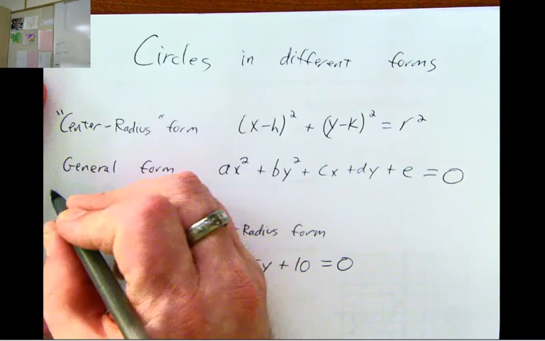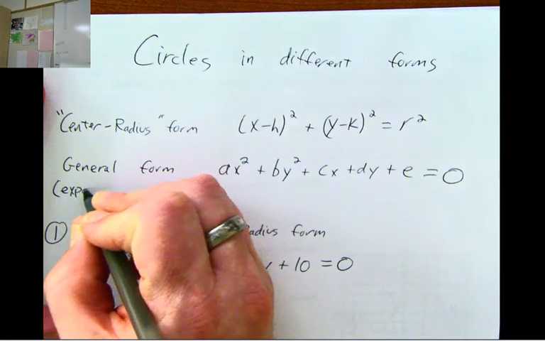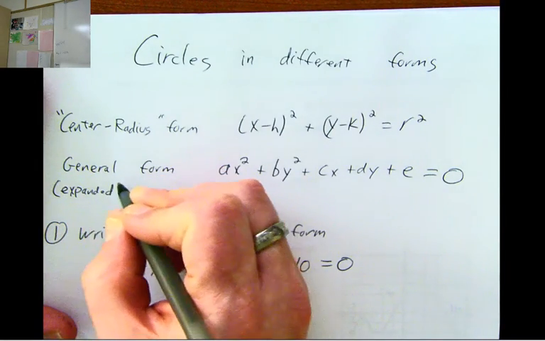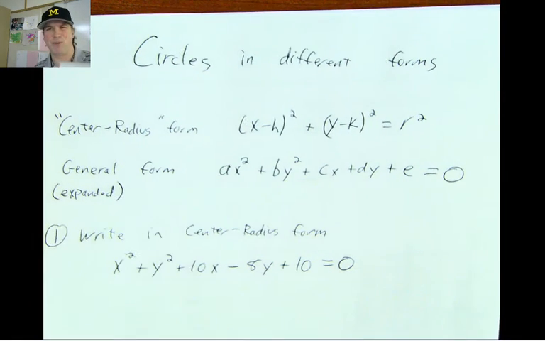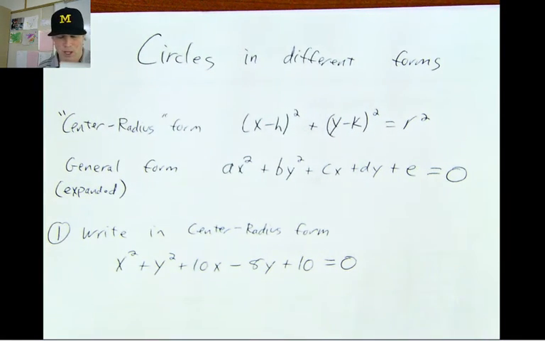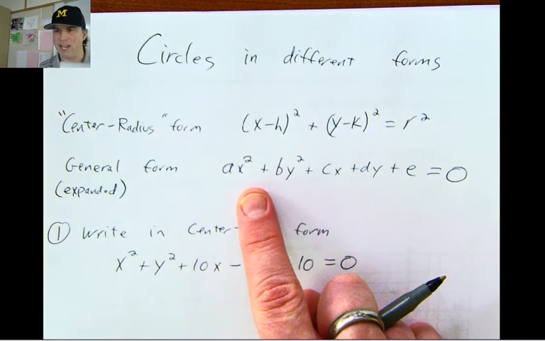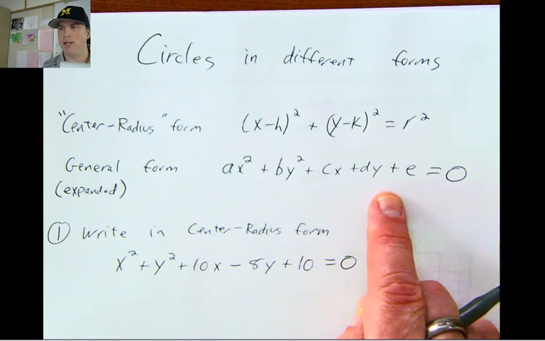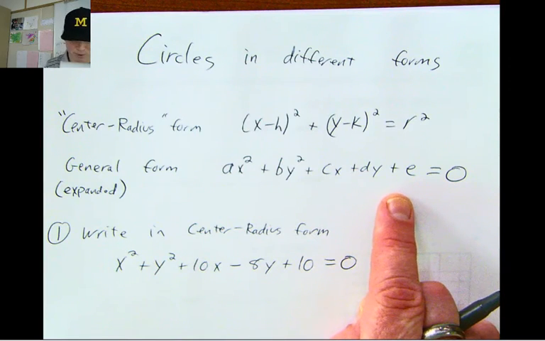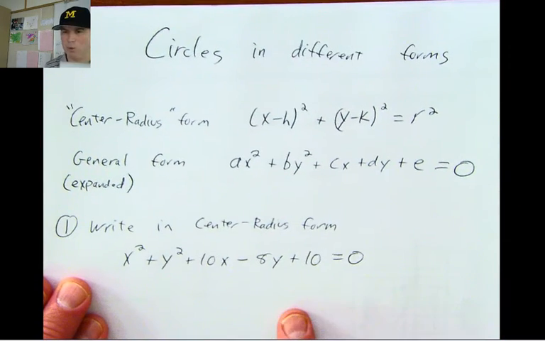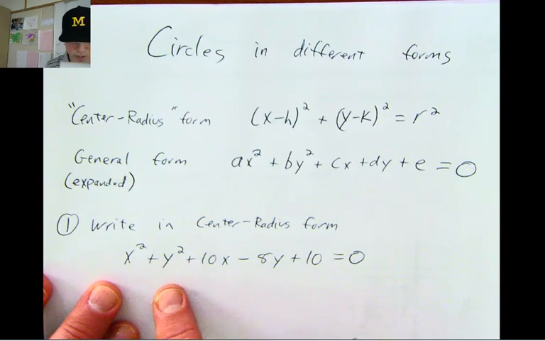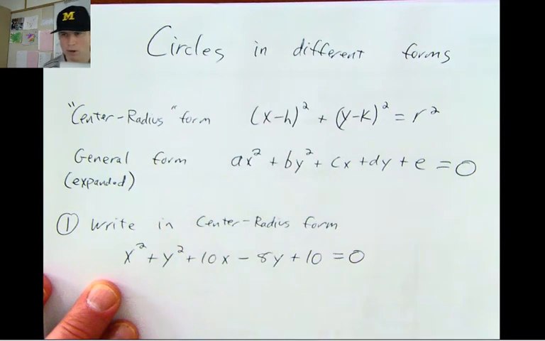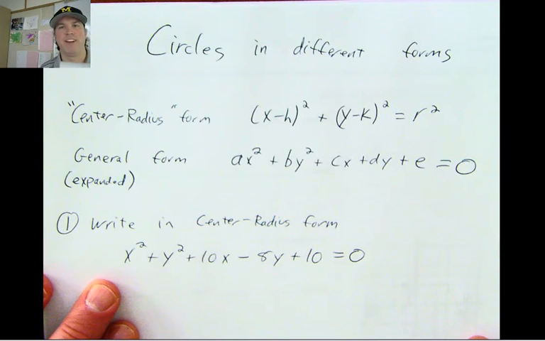I know that some math teachers around here are going to be calling it expanded form. This kind of looks like standard form to me too. Anyway, that equation looks like this: ax squared plus by squared plus cx plus dy plus e. That is the expanded form. As you can see here in example 1, they give me that equation in general form, and I've got to work to get it to center radius form. If you're thinking completing the square, you're thinking right.